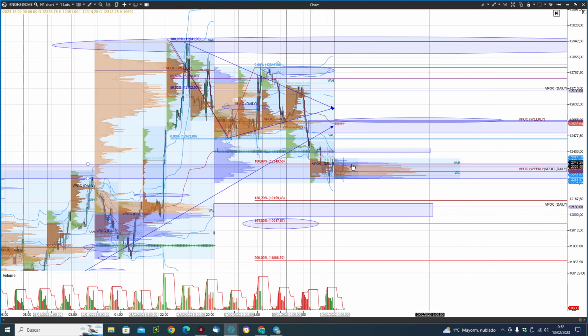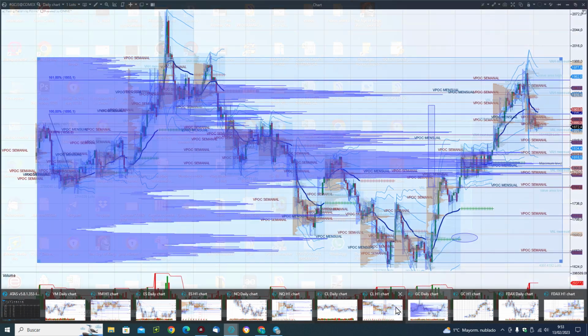Talking about higher targets, first of all, this point, final of VWAP line, 12,405, and then the weekly naked VPOC of last week, 12,551.